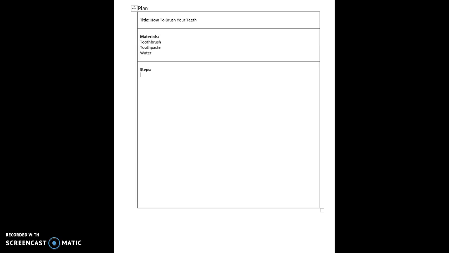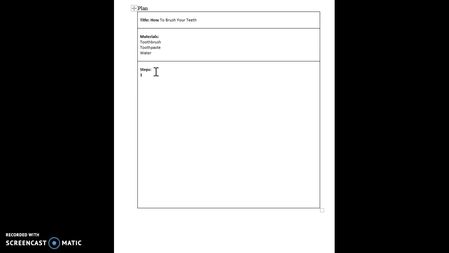The last section of our plan is going to be steps. So the steps describe step by step in order how to brush your teeth. Because this is just a plan, we're going to write the keywords for the steps. Tomorrow you'll write the steps in more detail. Every time you write steps, you need to number your steps.